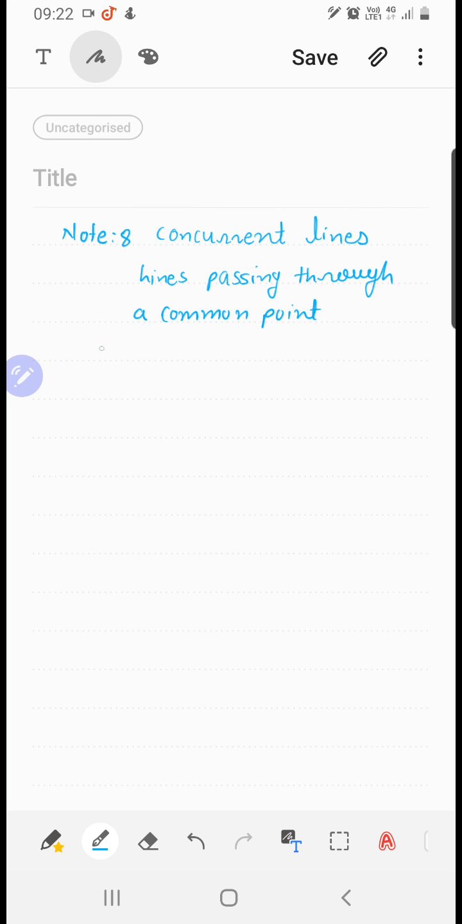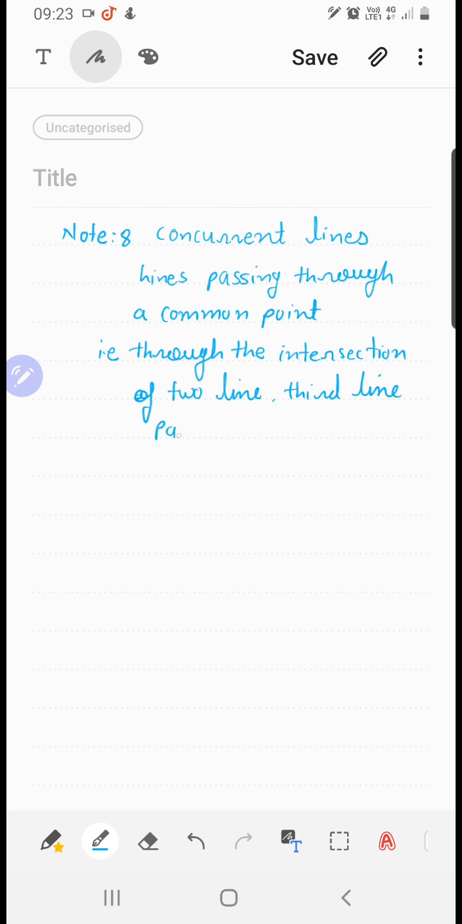Okay, in simple words, I would rather define this as: through the intersection of two lines, the third line passes. Okay, a slightly different way of saying the same thing.